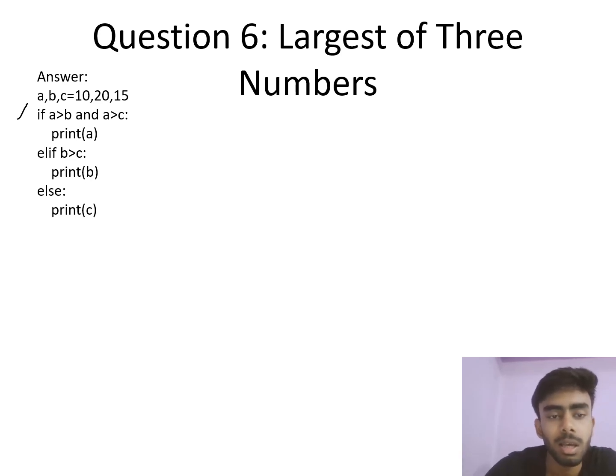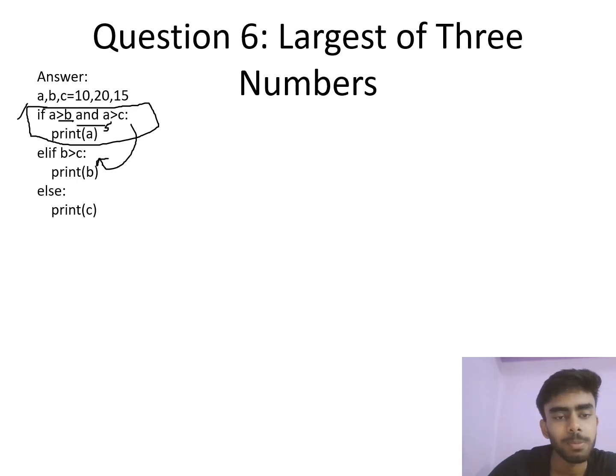what is the meaning of this "and"? "And" means both should be correct, because if anyone gets false, then this statement gets false. Both conditions should be true, then only this will print. Otherwise, it goes to another part, the elif part. So over here, if B is greater than C, then print B, else print C.